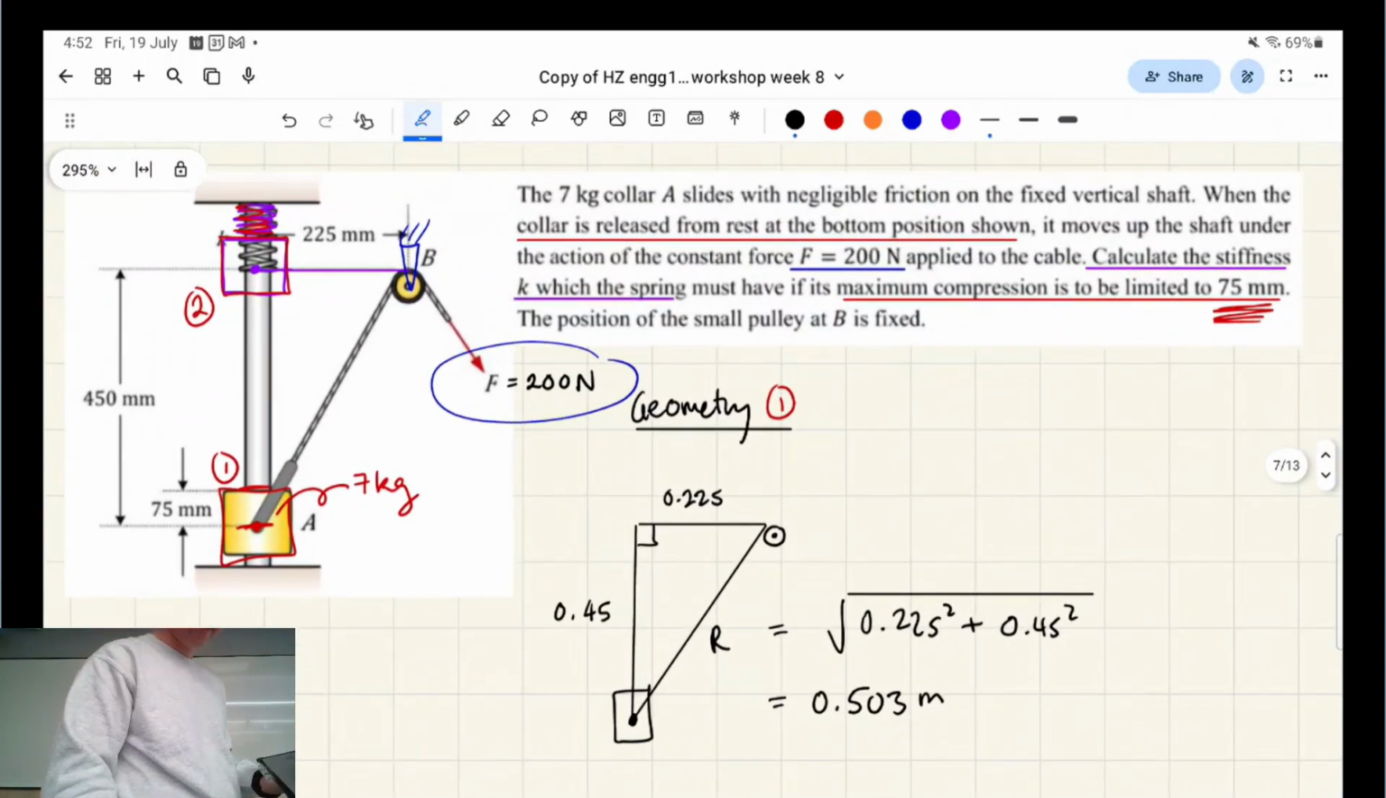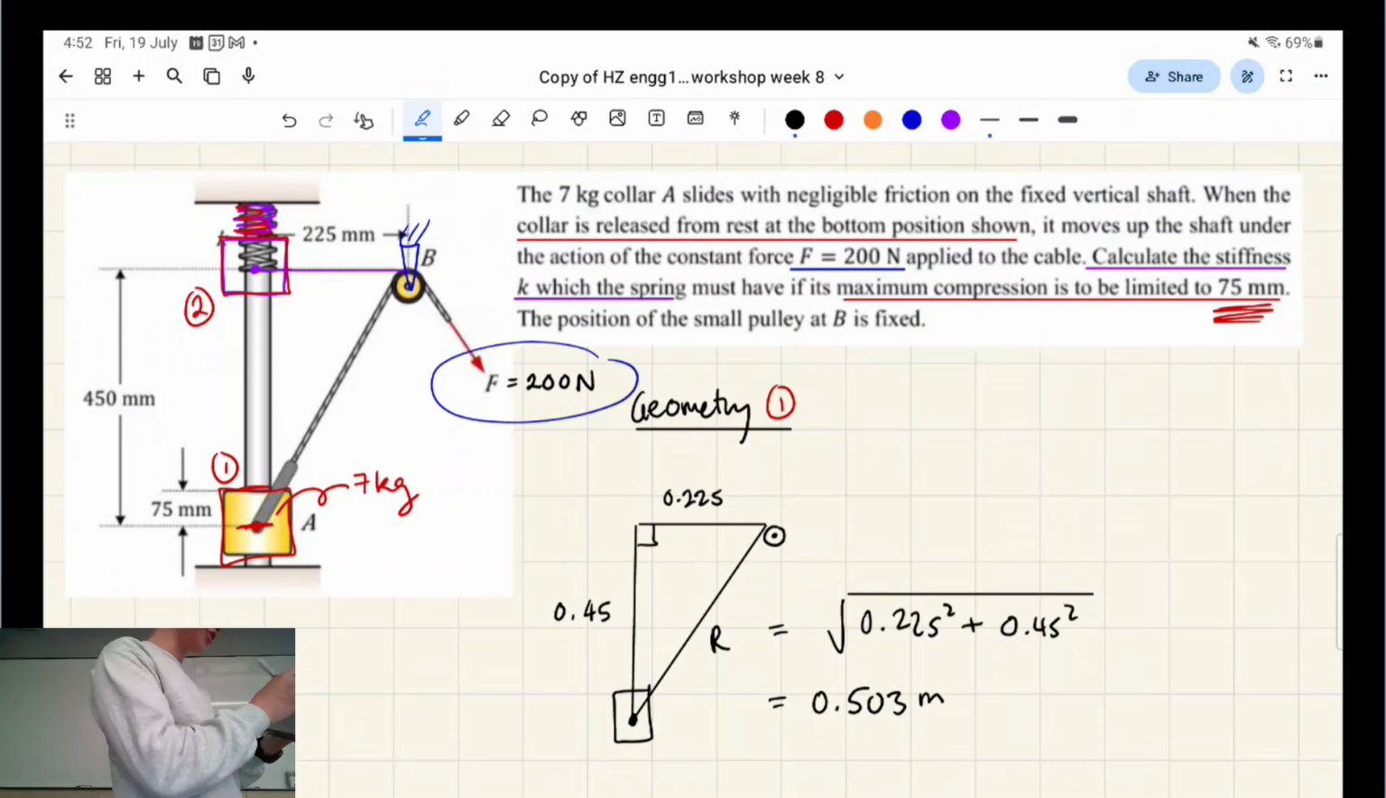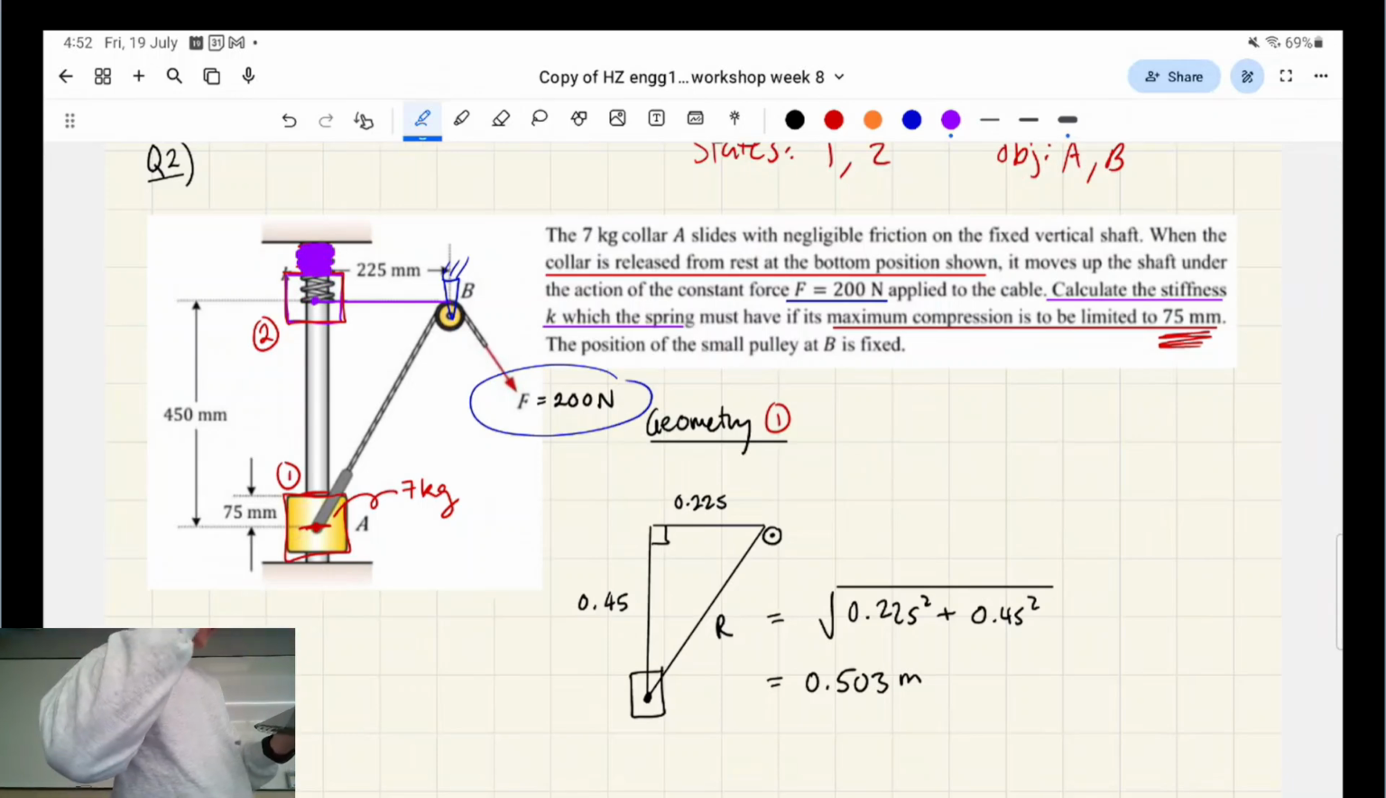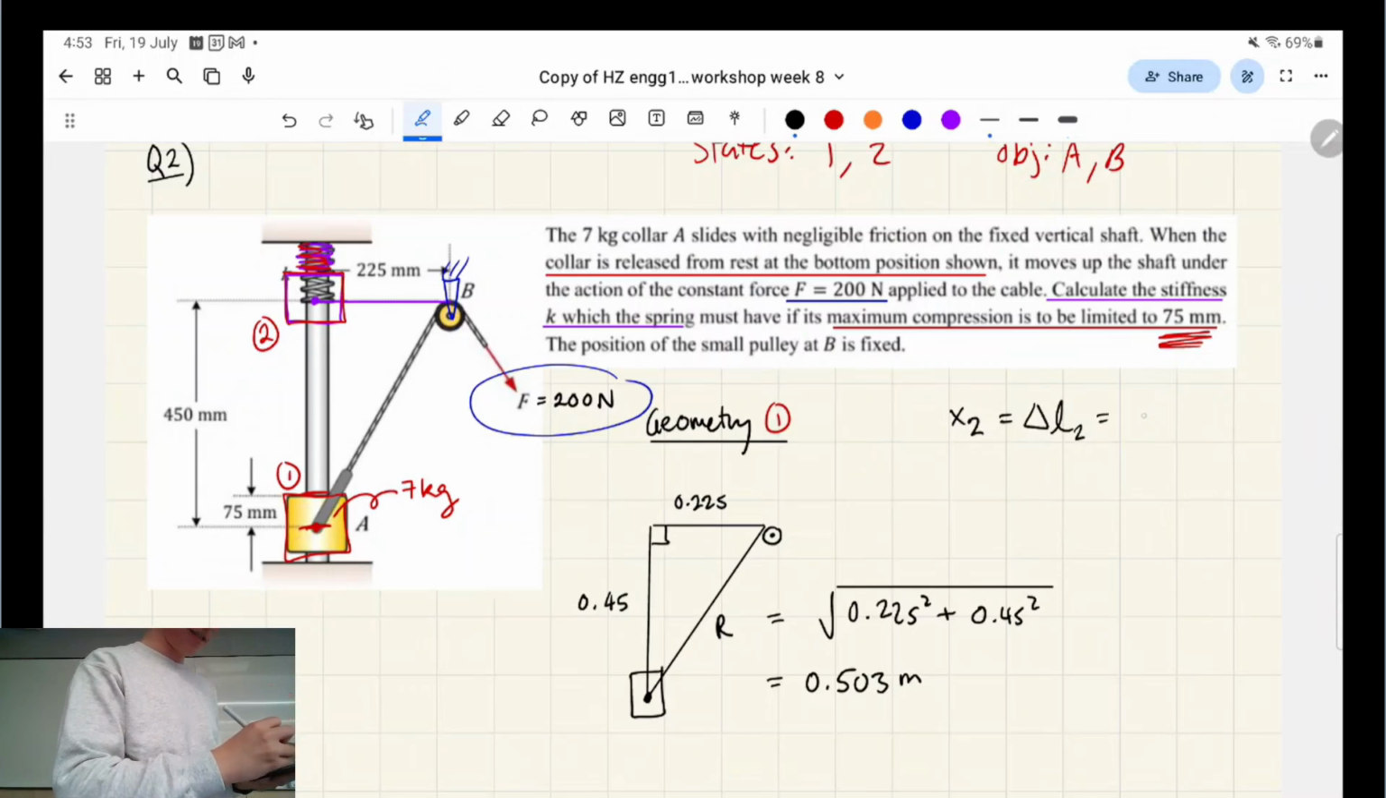You know what else we should do? We should measure the amount the spring will be displaced as well in state 2, right? So what I mean is, the spring starts out like this, right? And then we can measure that change essentially using geometry as well. So we're going to call that x2, which is the change in state 2 of the spring, right? So that's going to be like that essentially.